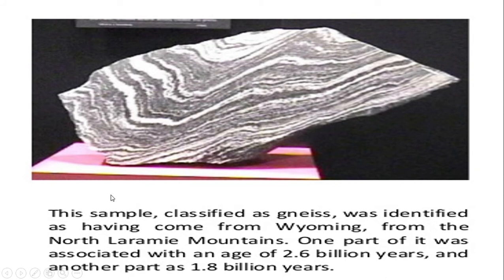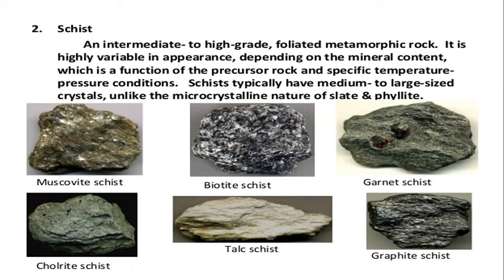Another example is a rock classified as gneiss, also identified as having come from Wyoming from the North Laramie Mountains. One part of it was associated with an age of 2.6 billion years and another part 1.8 billion years. The second one is the schist. It is an intermediate to high-grade foliated metamorphic rock.